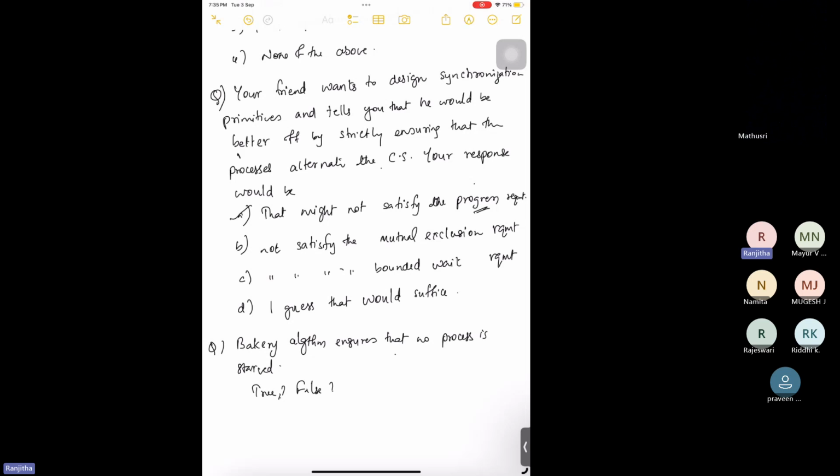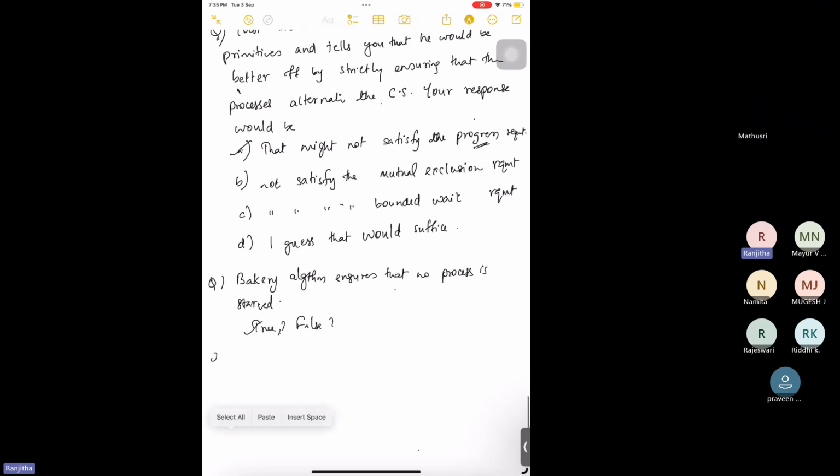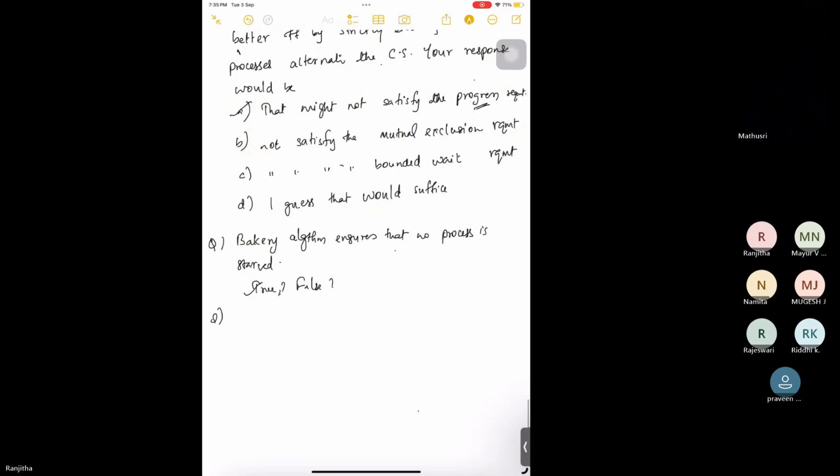Now the next one is: bakery algorithm ensures that no process is stopped. The bakery algorithm is a multi-process synchronization mechanism, so it ensures that all the critical section requirements are met by the algorithm. So it is true. The next question is true or false.